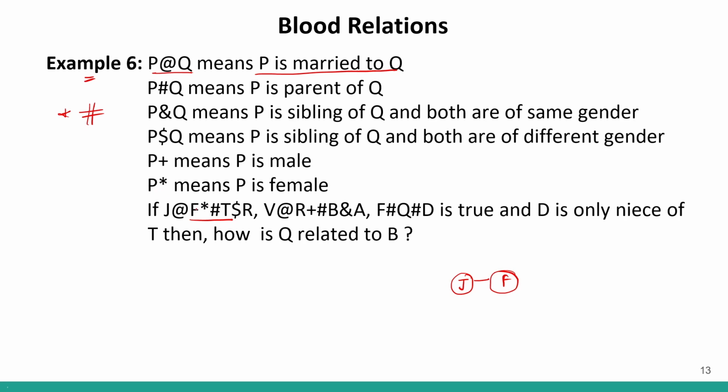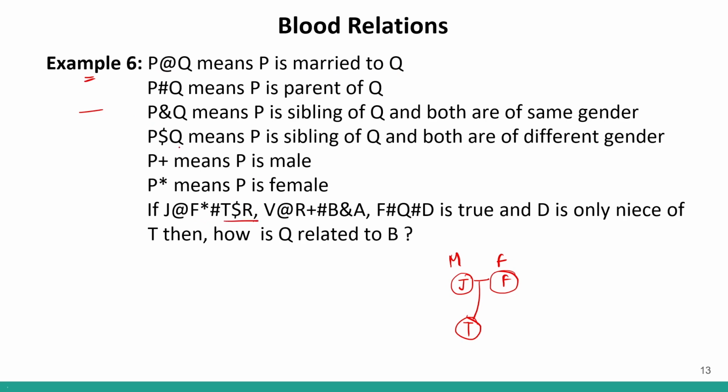Multiply sign means P is female. So F multiply sign will mean F is female. If F is female, J will be male because they are spouses. And hashtag sign means P is the parent of Q. So F is the parent of T. So J and F will have a child T. T's gender is unknown. Moving forward.